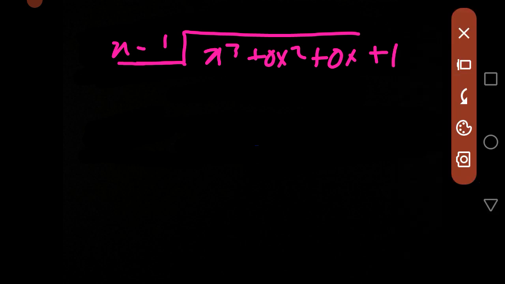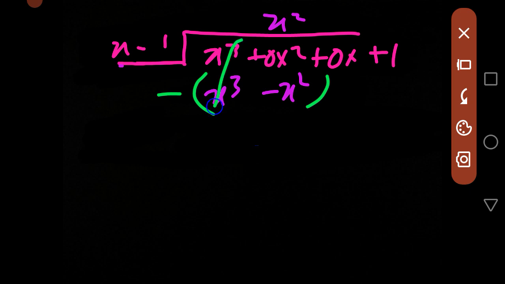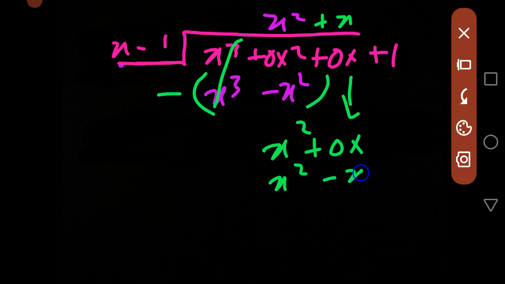I'm going to start like how? x into x cubed is going to give me x squared, and I would write x squared directly above this x squared here for proper order. So x squared times x is x cubed, and x squared times negative 1 is negative x squared. Then I subtract this, and this gives me a positive x squared. I drop my plus 0x, and then x into x squared gives a plus x. x times x is x squared, x times negative 1 is negative x.